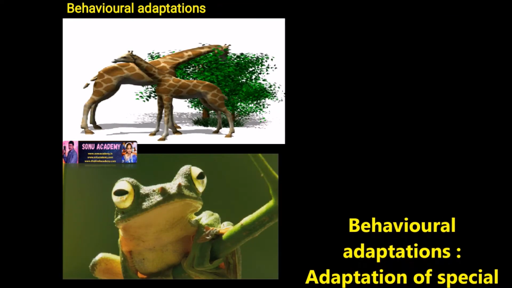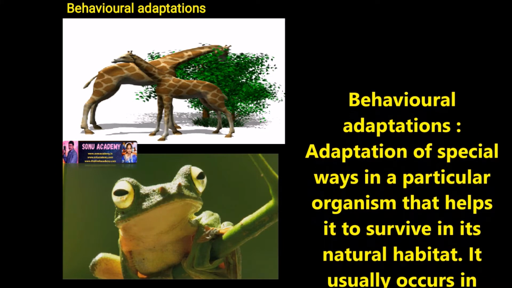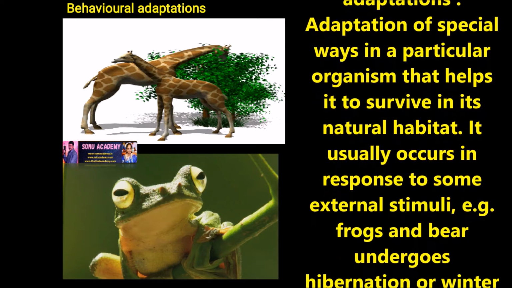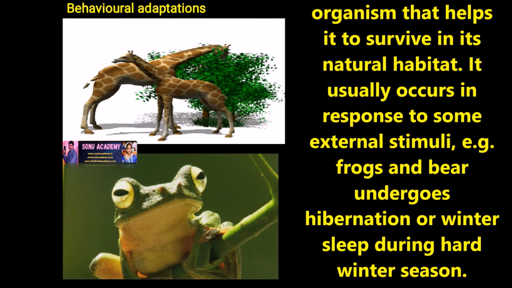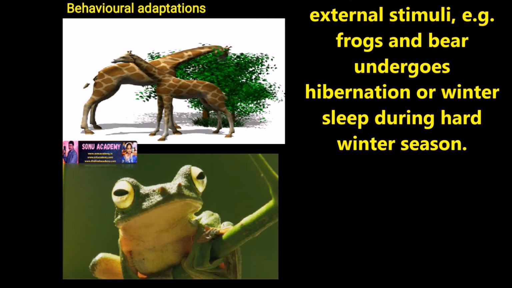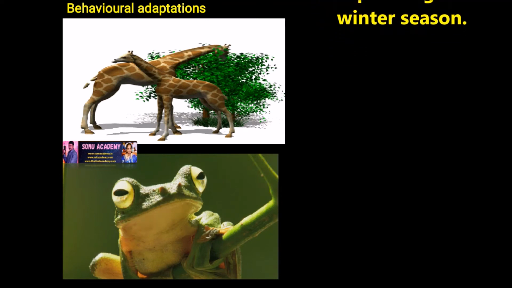Now let us see what behavioral adaptation is. It is an adaptation of special ways in a particular organism that helps it to survive in its natural habitat. It usually occurs in response to some external stimuli. For example, frogs and bears undergo hibernation or winter sleep during the hard winter season.